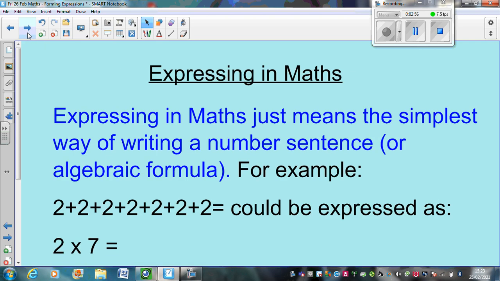Expressing in maths just means the simplest way of writing something, a number or a sentence, or what we call an algebraic formula. For example, look at this: 2 plus 2 plus 2 plus 2 plus 2 plus 2 plus 2 equals. That could simply be expressed as 1, 2, 3, 4, 5, 6, 7 lots of 2, 2 times 7. In today's lesson, we're not even interested in what the answer to 2 times 7 is. I know it's 14, but that's not what we're looking at. We're not solving these equations, we're just simplifying them. That's all we're doing today.